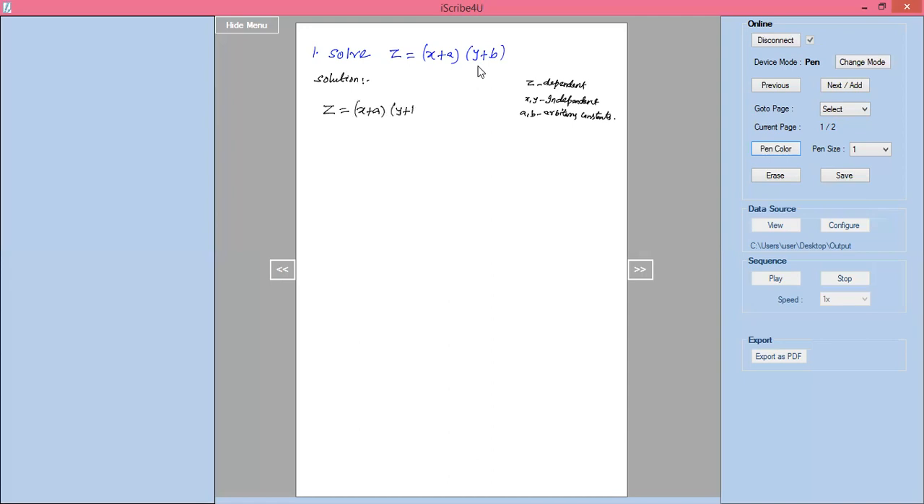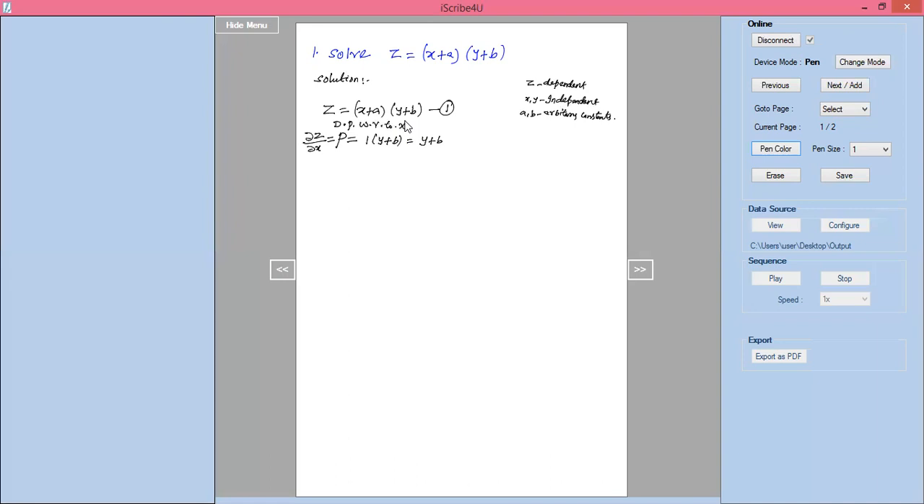This is equation number 1. Differentiating z partially with respect to x, dou z by dou x is p. The differentiation of x is 1, a is 0, and y plus b remains. So 1 into y plus b, this is nothing but y plus b.